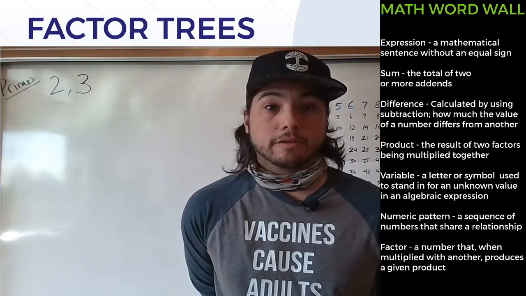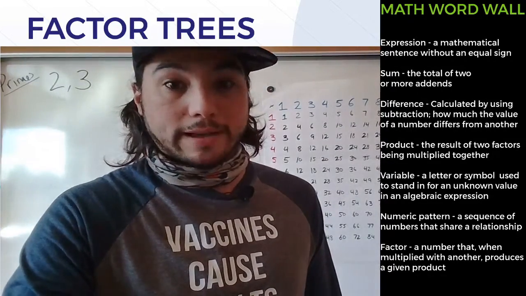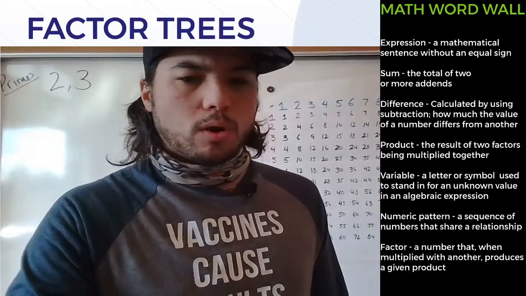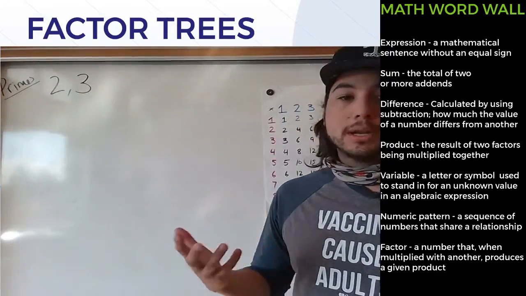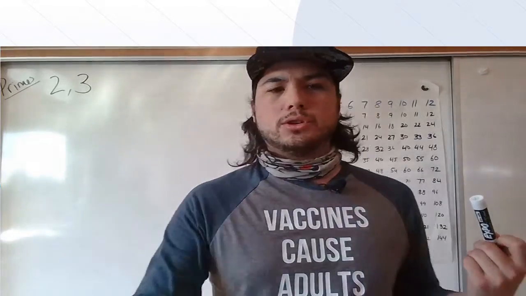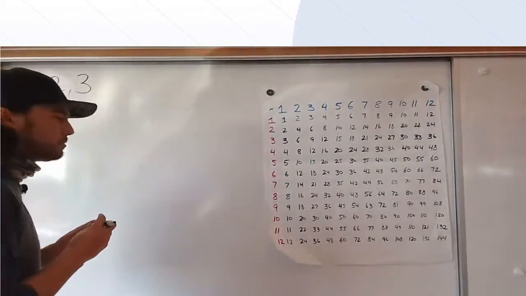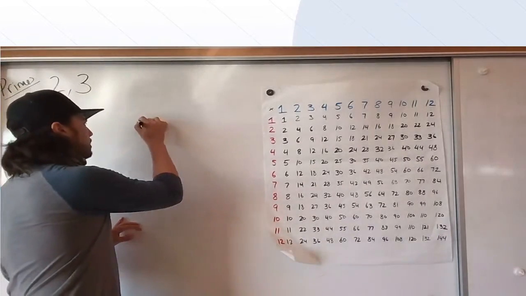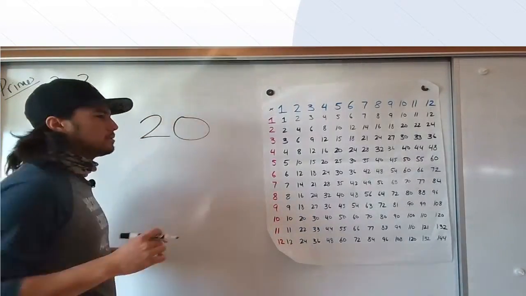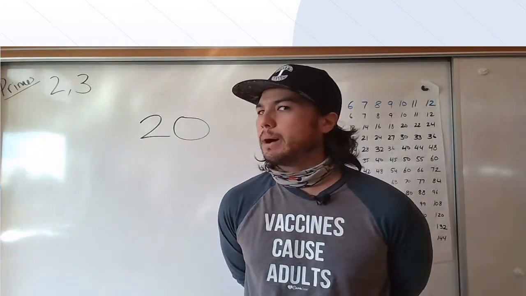One and itself are factors of prime numbers, and so prime numbers only have 2 factors. And what we do with factor trees is we're going to take a composite number and think about what factors it has. Let's take 20 to start. What factors does 20 have? 20 is a composite number.